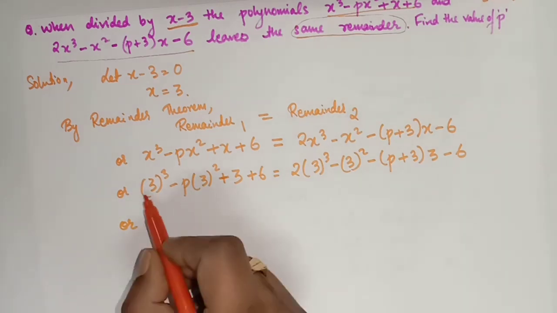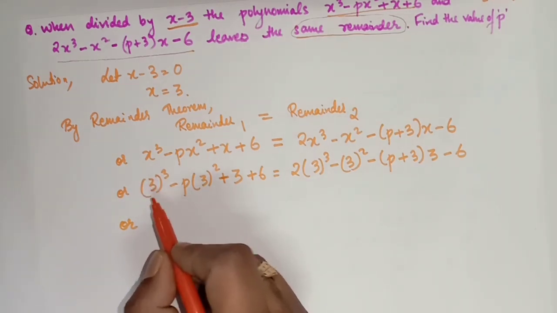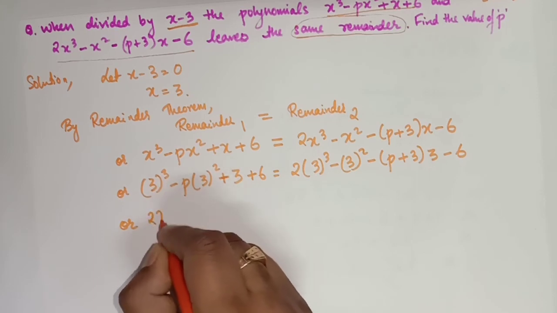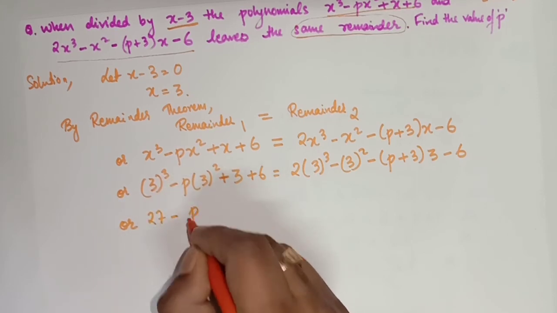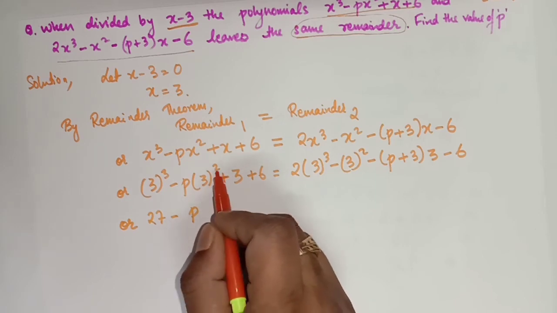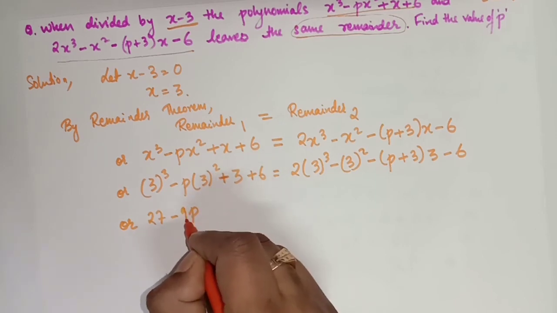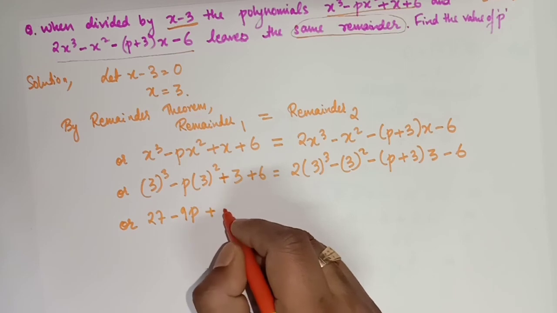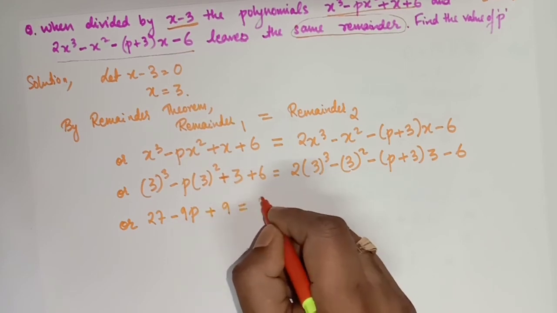So what will be my 3 cube? 3 cube means 3 into 3 into 3. 3 3s are 9, 9 3s are 27. So I got 27 minus p. I'll write it as it is. So 3 square. 3 square is 9. So this will be your 9p plus 3 plus 6 is your 9 equals to 2.